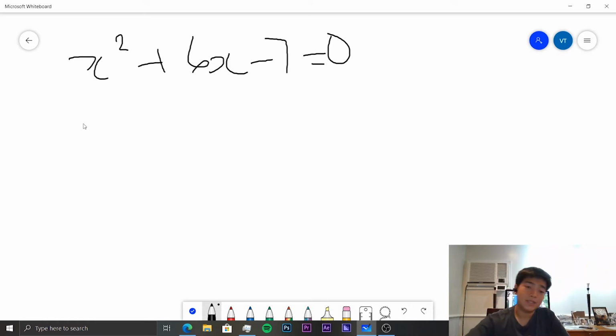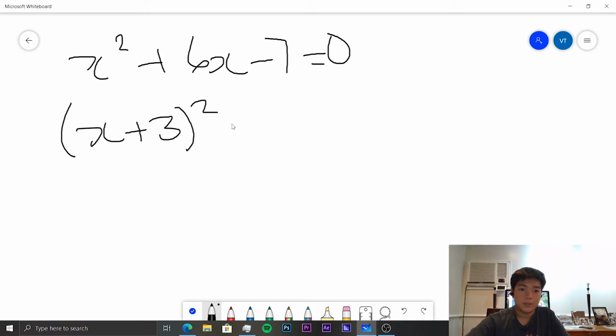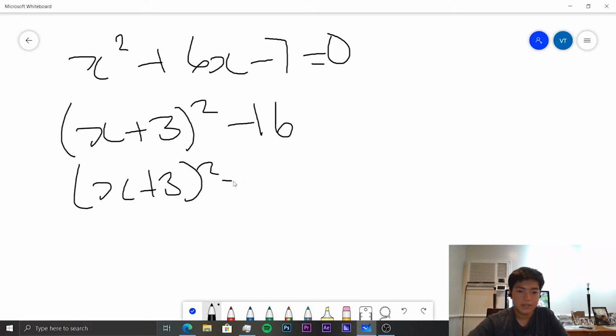Well, what would this be? Let's complete the square. Clearly, we can't factorize it, or at least it would be a pain to factorize it. So this would be equal to x plus 3 squared minus 16. So we know that x plus 3 squared is equal to 16, and x plus 3 must be equal to plus or minus 4.